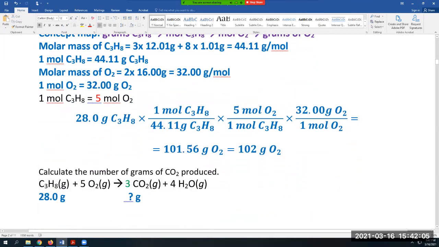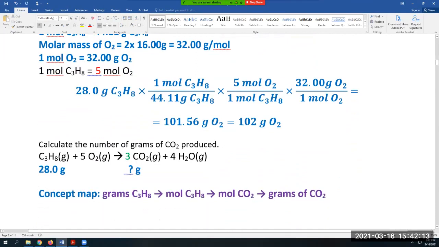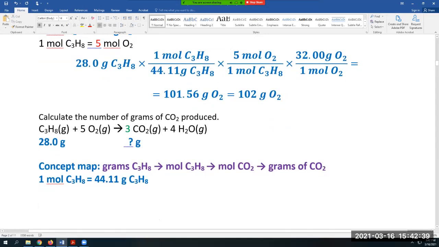So we will need to do a very similar calculation, but this time it's with CO2 instead of oxygen. So the concept map is very similar. You start with grams of propane, change them to moles of propane. From the moles of propane, you use the chemical equation here to change moles of propane to moles of CO2, and then use the molar mass of CO2 to get back to grams of CO2. So we will need the molar mass of propane, and we already have it. So it's 1 mole of propane is 44.11 grams of propane. We calculated that above.